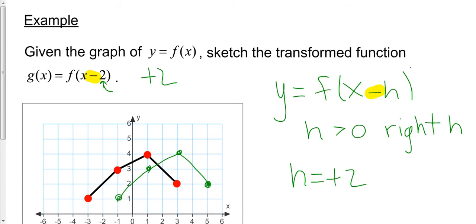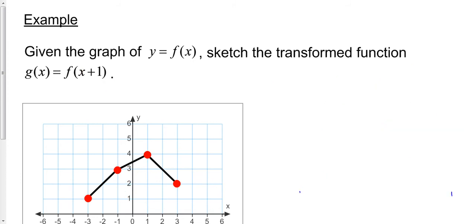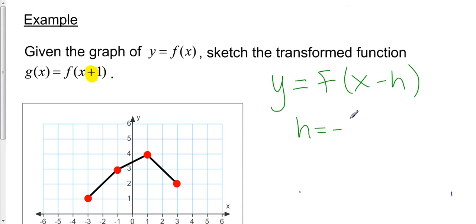Let's do one more example. Given the graph y equals f of x, we're going to sketch the transformed function g of x is equal to f of x plus 1. Notice this time, though, that this is a plus sign. And in our general form, we had y equal to f of x minus h. So in order for this to happen, h here must be negative 1, because x minus negative 1 actually equals x plus 1. We subtract a negative, we get a positive.